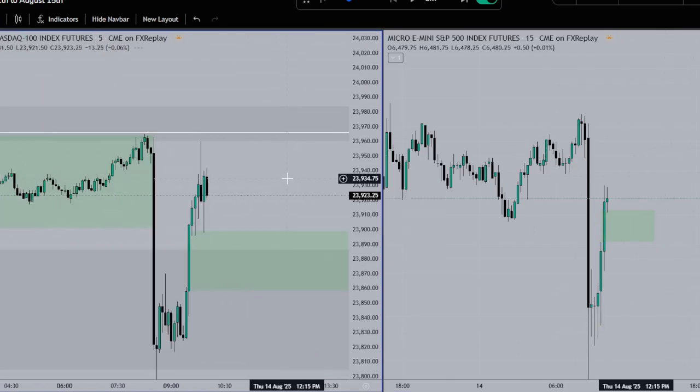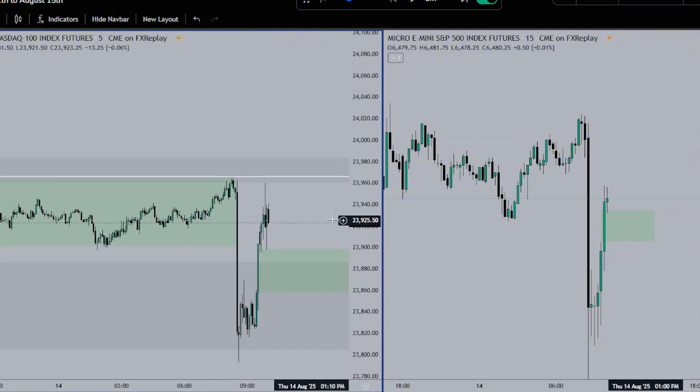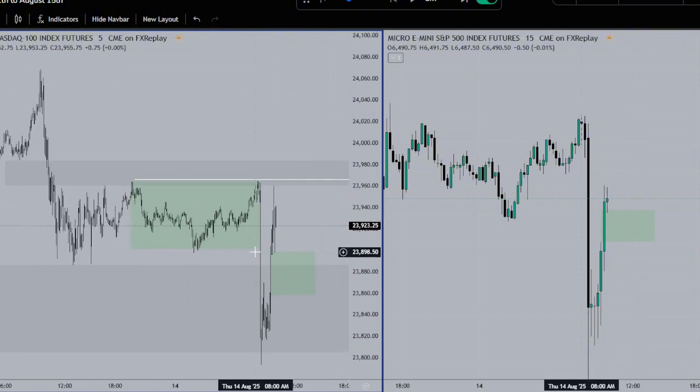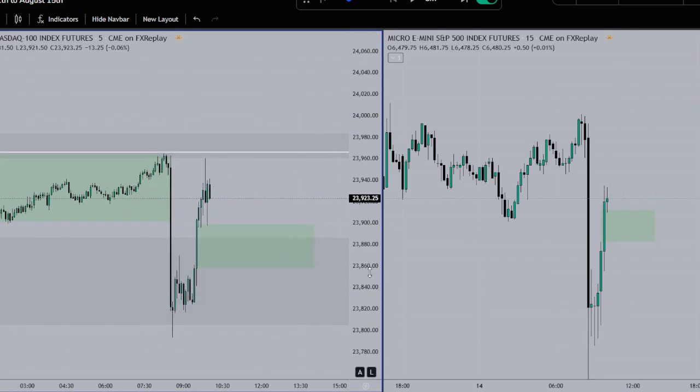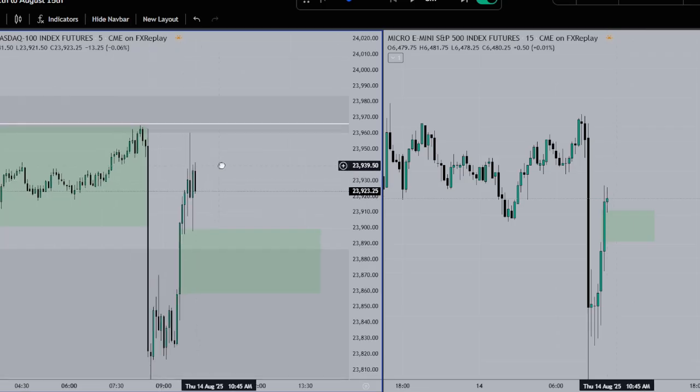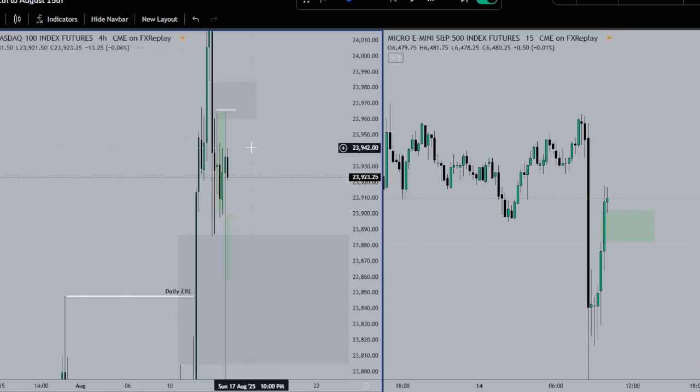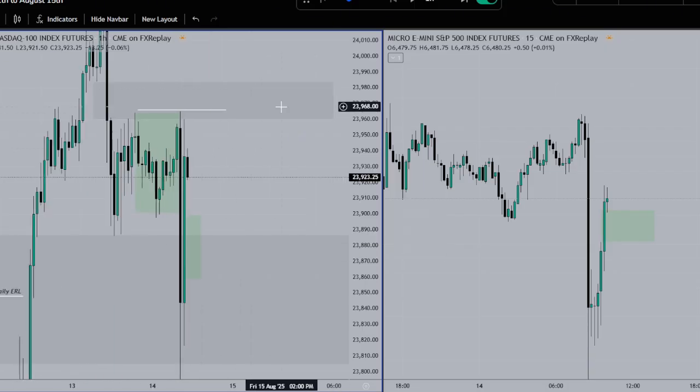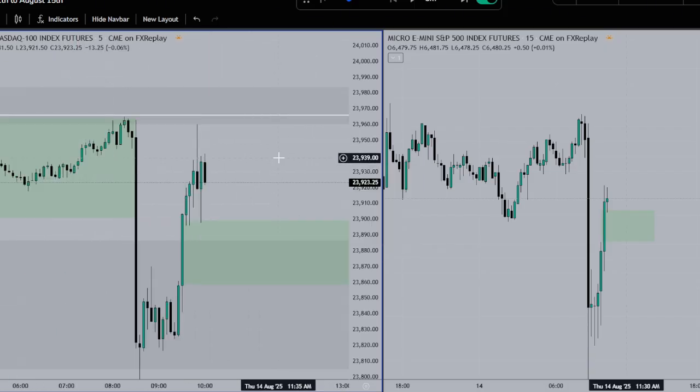Really does depend. But we are going from the daily internal range liquidity all the way to the external range liquidity as well. So you do have to be very careful. The 10 a.m. candle opens up. How do we close? We close very bullish here though, so that's a very good sign of a candle body closure here as well.